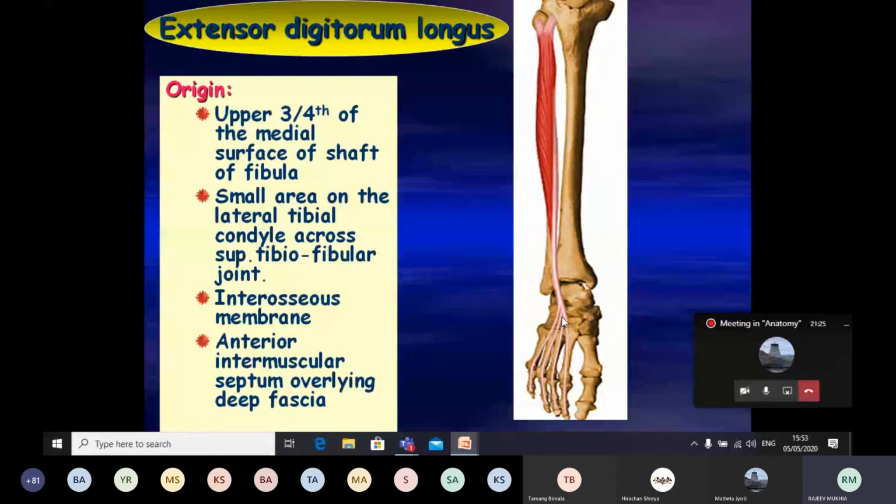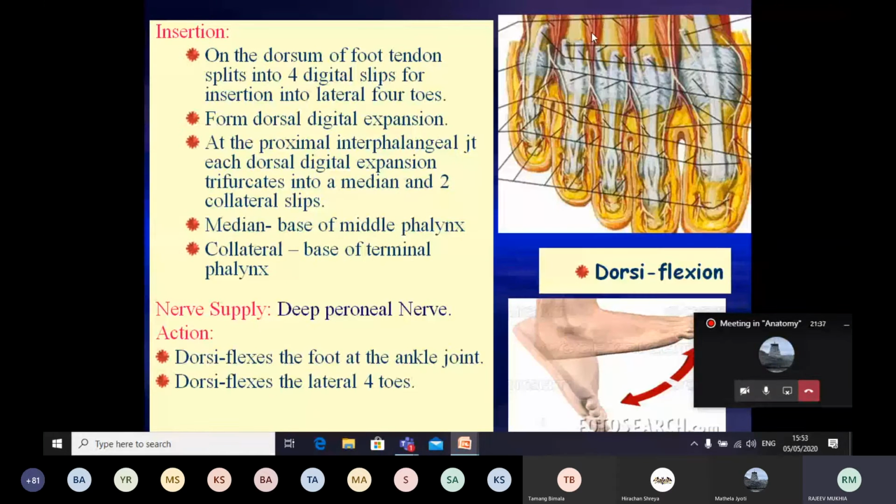Then this tendon will divide into 4 slips. Here you can see these are the 4 slips. Extensor digitorum longus gives 4 tendons for the lateral four toes. These 4 tendons will reach the dorsum of the foot. On reaching the dorsum of the foot, these 4 tendons form the dorsal digital expansion. Here you can see this is the extensor hood or dorsal digital expansion, which also provides attachment to the lumbricals.